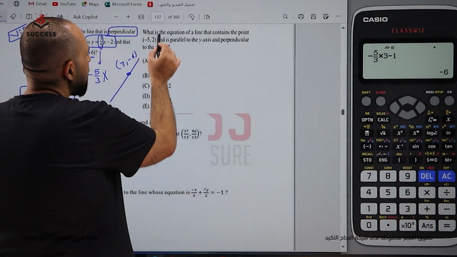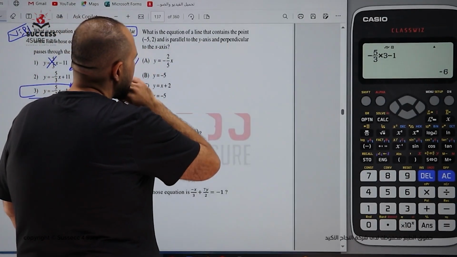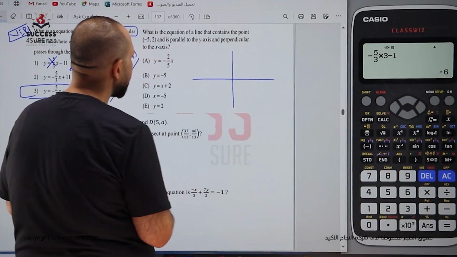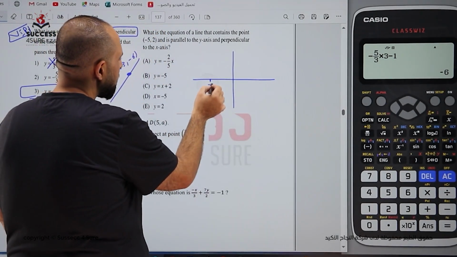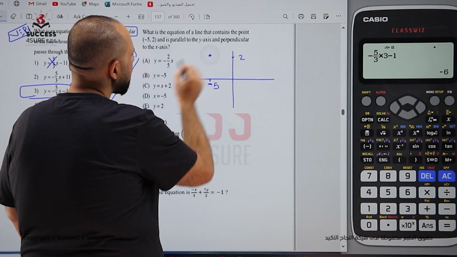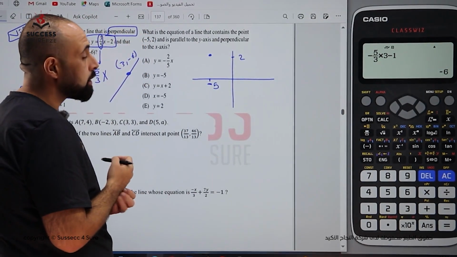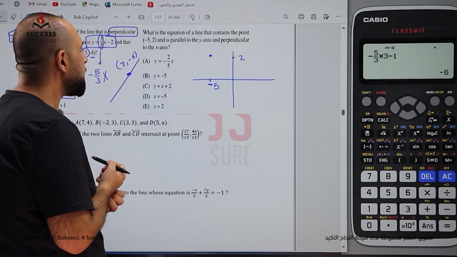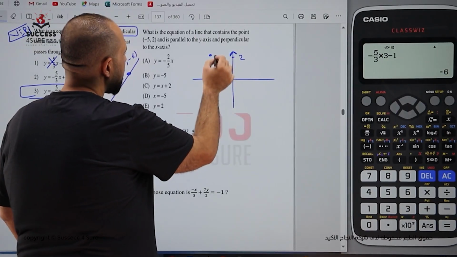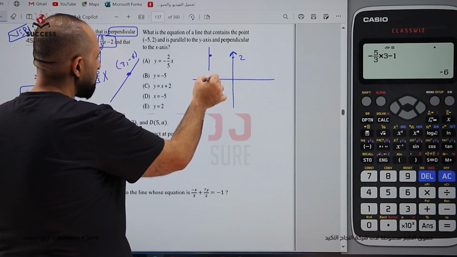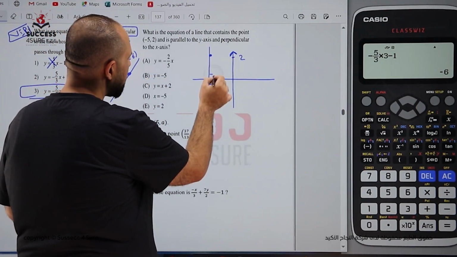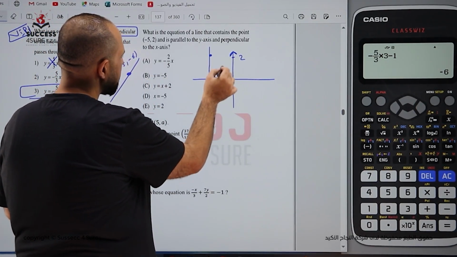The next one asks, what is the equation of the line that contains the point? If we have a y and x plane, we have the point (negative 5, 2) through which the line passes. So that point should be on the line. And it says the line is parallel to the y-axis. So the line comes like that, parallel to the y-axis, and perpendicular to the x-axis, which means it's 90 degrees.